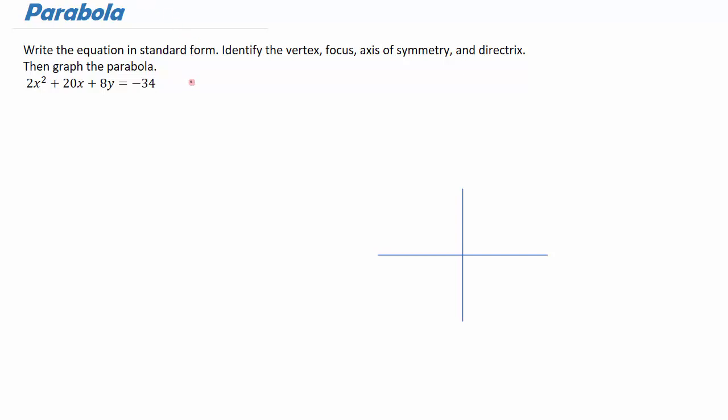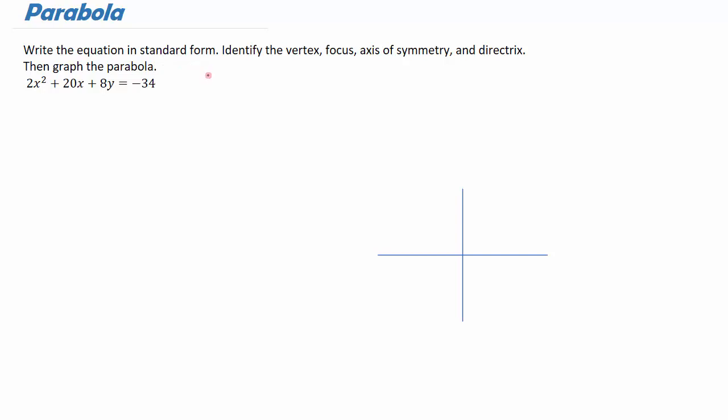Hello, let's talk about parabolas. Today we're going to look at the general form of the equation for a parabola and turn it into the standard form so that we can identify the vertex, the focus, axis of symmetry, directrix, and then we can use all that to graph our parabola.